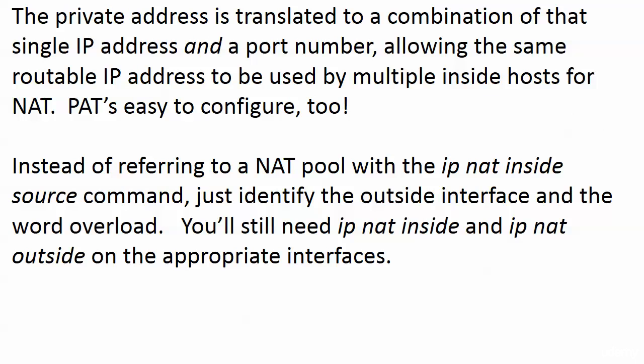Now, how do we perform this magic? Well, the private address is translated to a combination of that single IP address and port number, and that allows the same routable IP address to be used by multiple inside hosts for NAT. PAT's easy to configure too. We're going to do it from the beginning. I did take the commands off from the previous lab because I want you to see them all, but we're going to need an ACL again. Of course, we need our inside and outside commands, and one single word in the IP NAT inside command puts PAT into action.